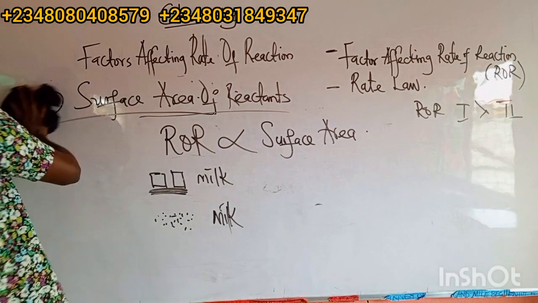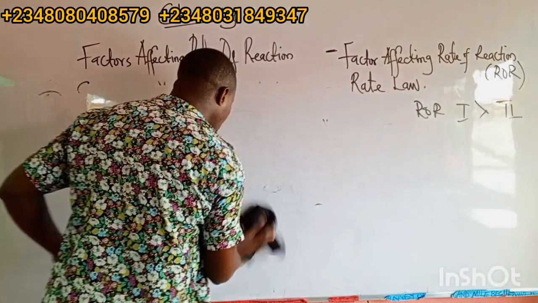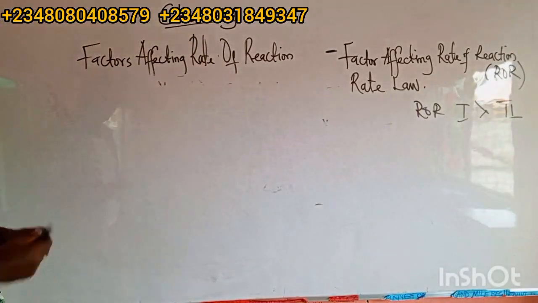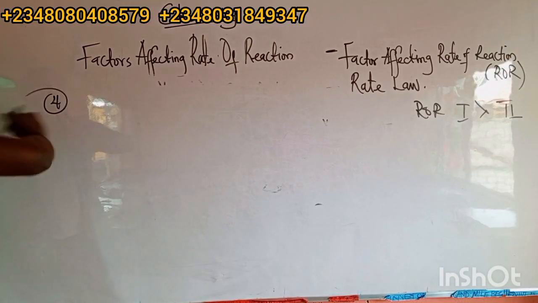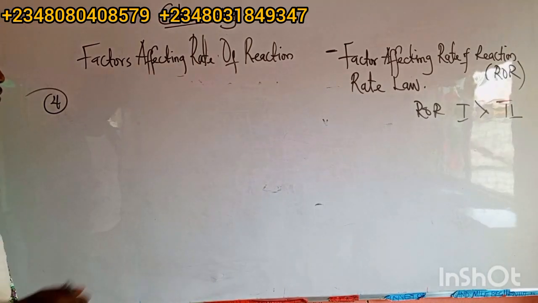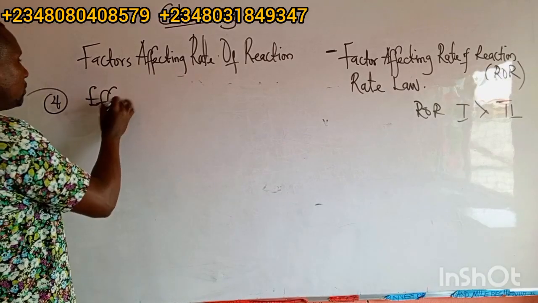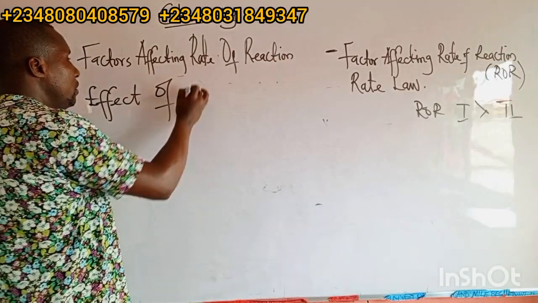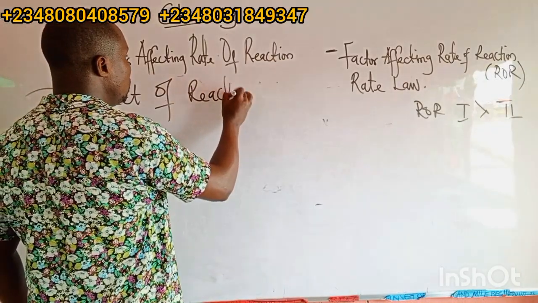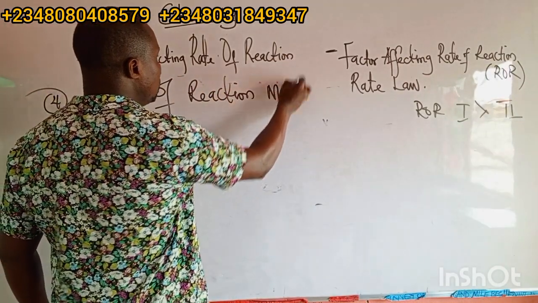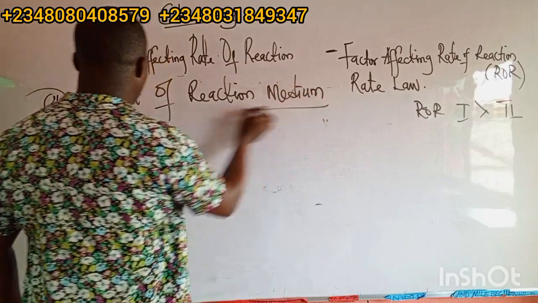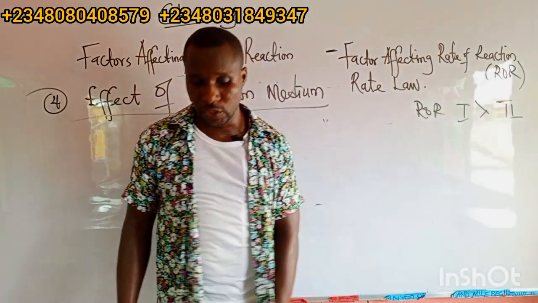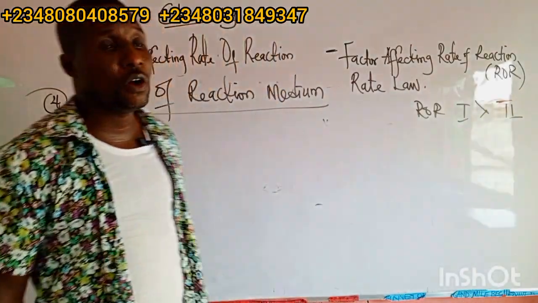Number 4. We have the effect of reaction medium. Effect of reaction medium. How does the effect of reaction medium affect the rate of reaction?